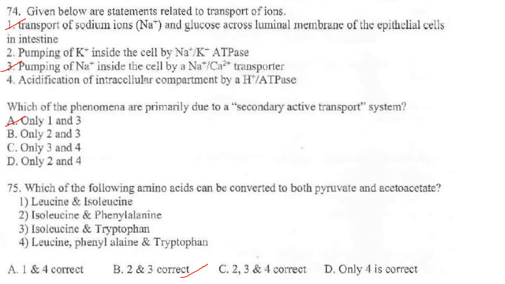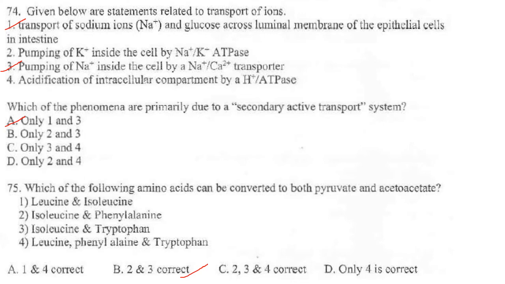So transport of sodium, wait. So statement 3, that is pumping of Na plus inside of the cell by Na plus Ca plus transporter. That is one example of secondary active transport. Then there is another type of secondary active transport, that is co-transport, in which they cross in the same direction.